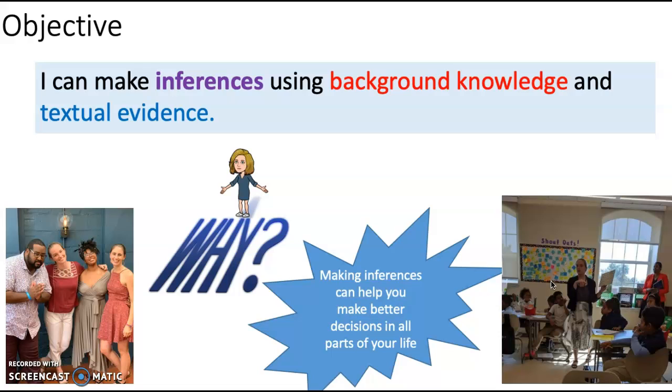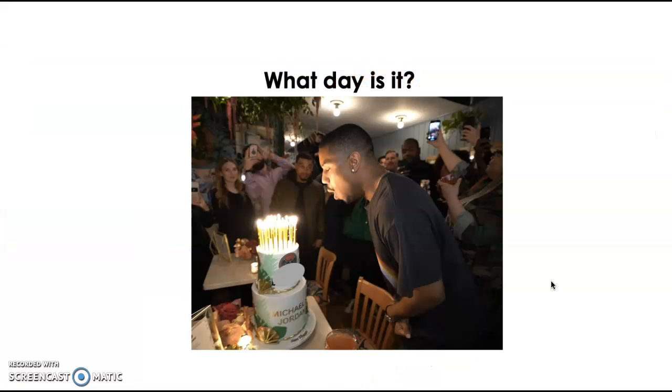Let's do an example together. So if we look at this picture, we can make an inference. What day is it in this picture? What day is it? Yeah, we can infer it's Michael B. Jordan's birthday. So we'll come back to this picture in a second.